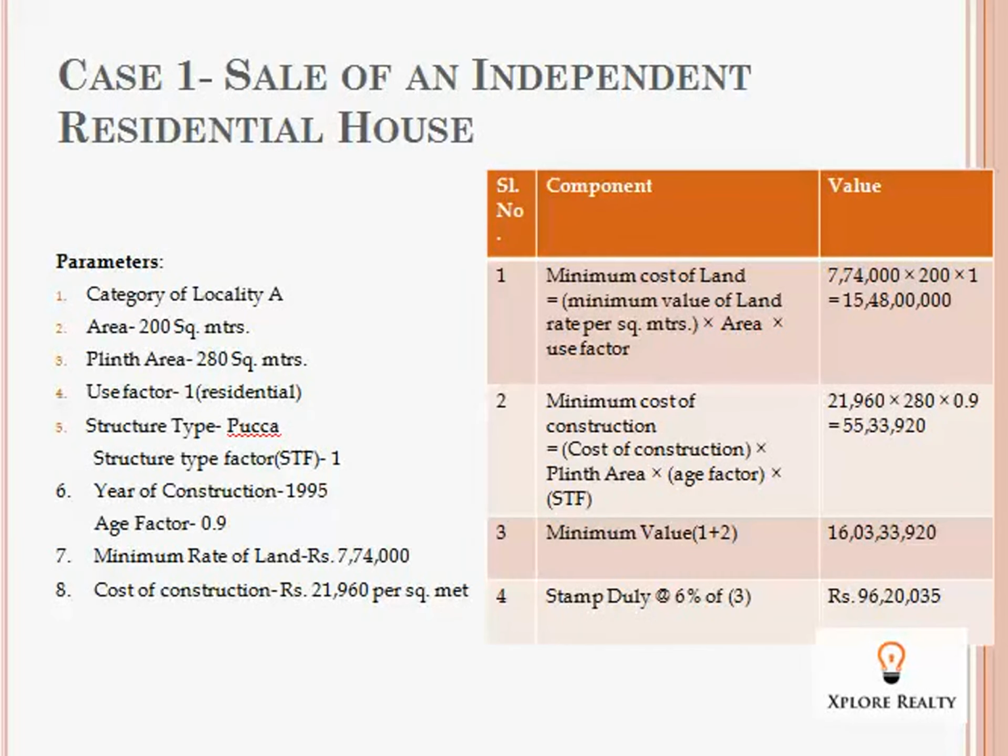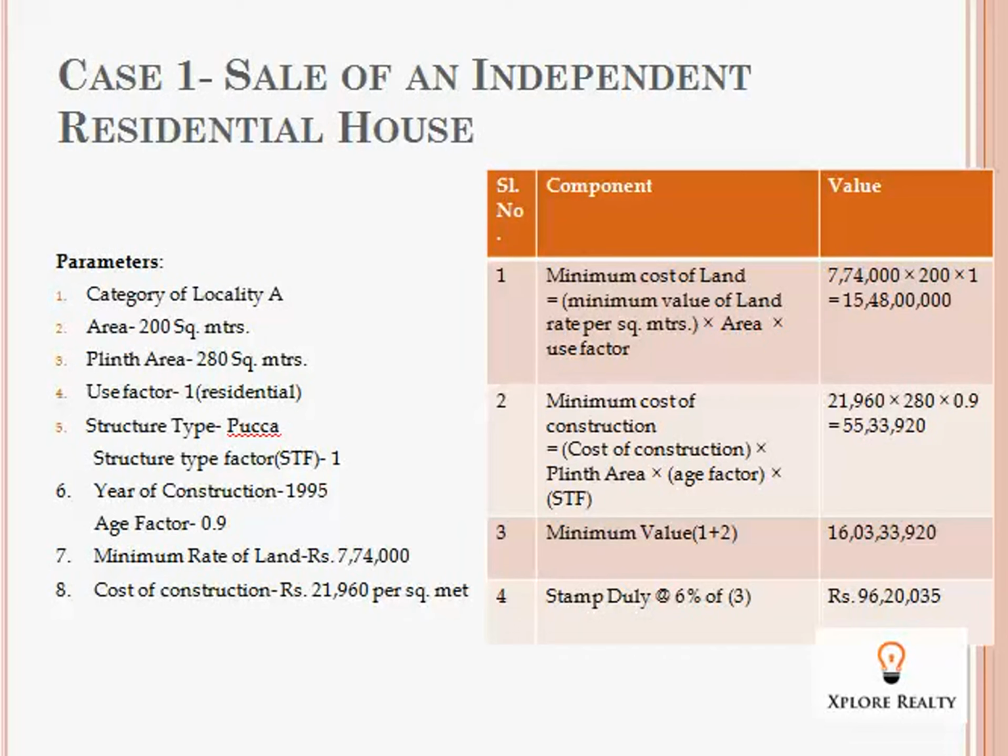So let's discuss some case studies. In case 1, we are going to calculate stamp duty on sale of an independent residential house, and the parameters are: this house is in A category colony, total area is 200 square meters, plinth area is 280 square meters. We are going to use use factor 1 because this is a residential unit. Structure type is pakka. Structure type factor STF is 1 because for a pakka construction the STF is 1. Year of construction is 1995, which is between 1990 and 2000, so the age factor is 0.95.